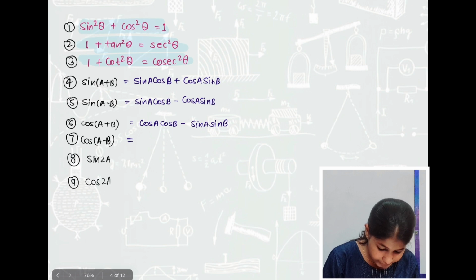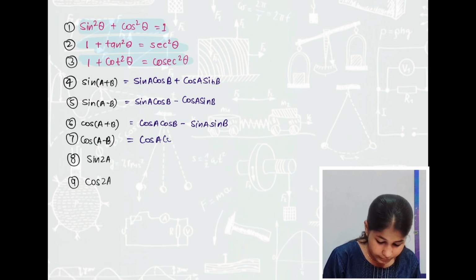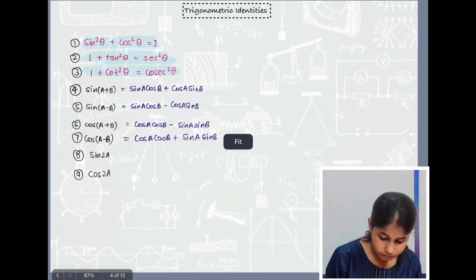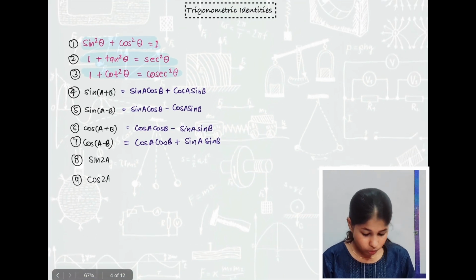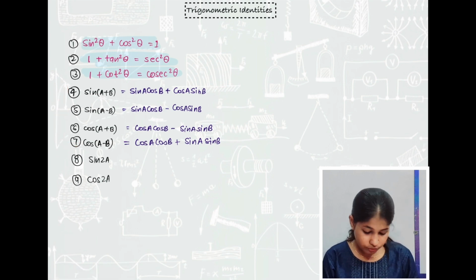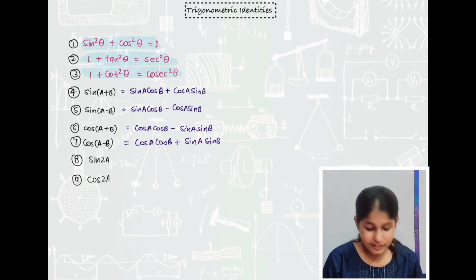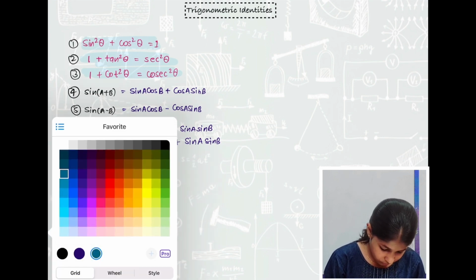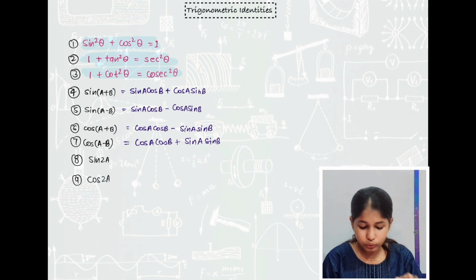Cos A minus B is cos A cos B plus sin A sin B. But now our aim is to learn it. So for understanding it, let us understand one thing. You have to learn it.